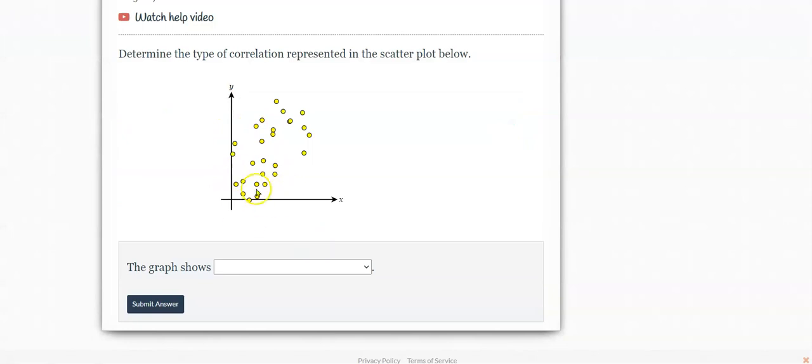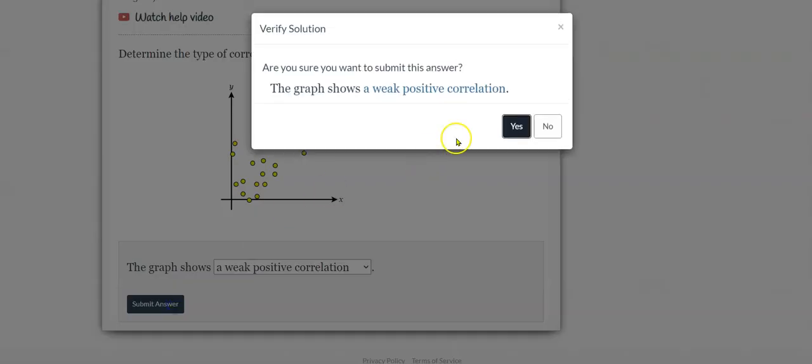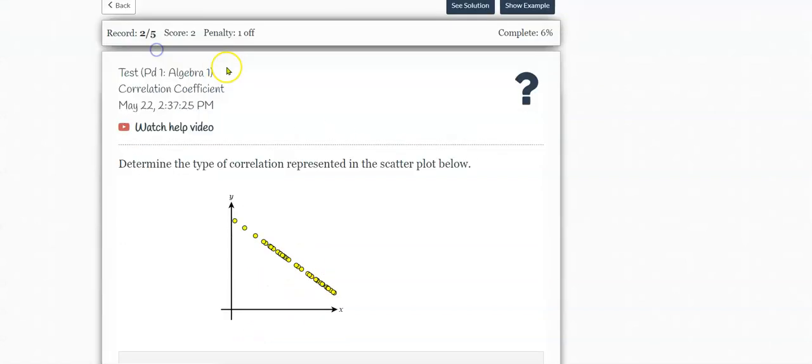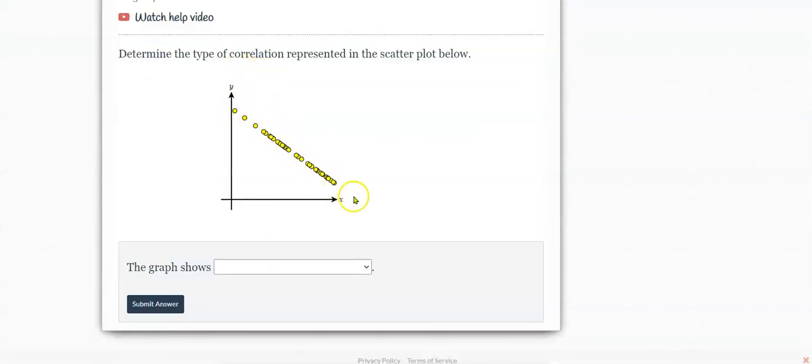This one is scattered, but the trend is moving upwards. They're quite far apart from each other, so we're going to call this a weak positive correlation. Again, this is negative. All of the points lie on the same straight line, so it's a perfect negative correlation.